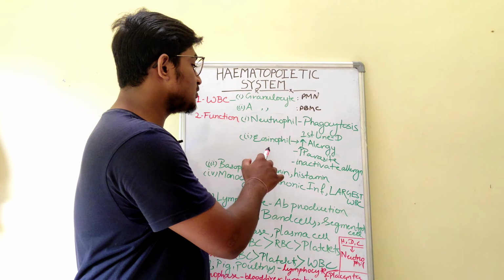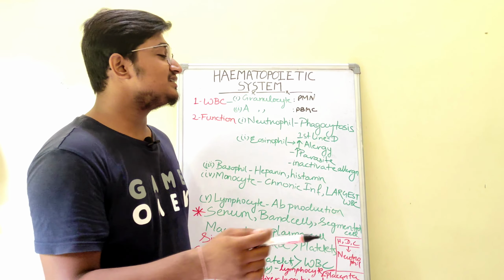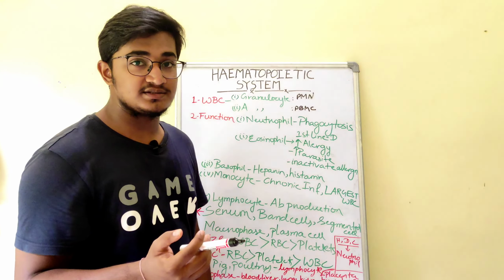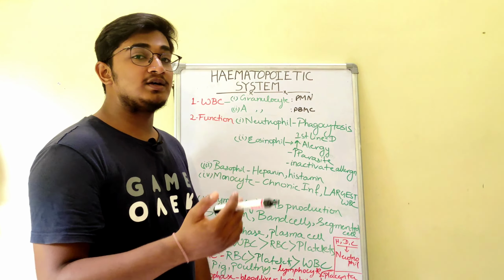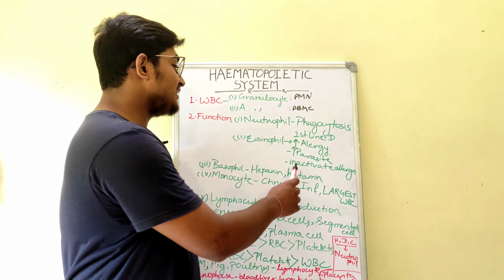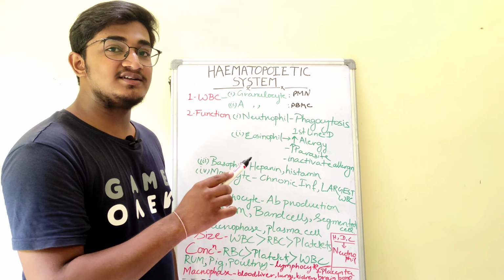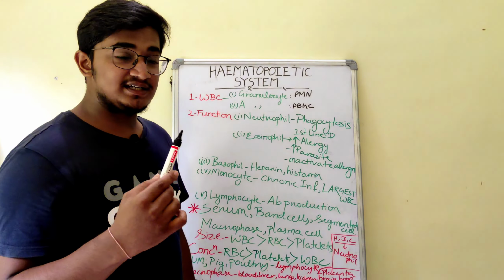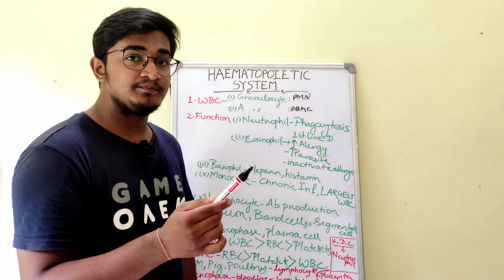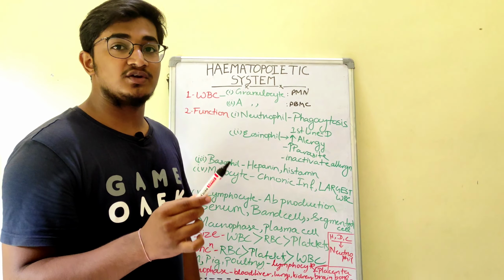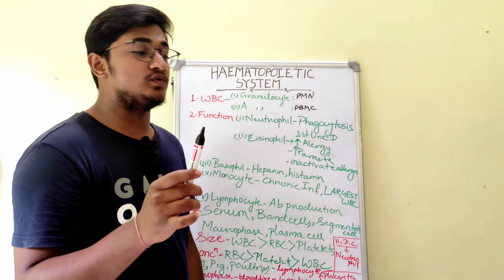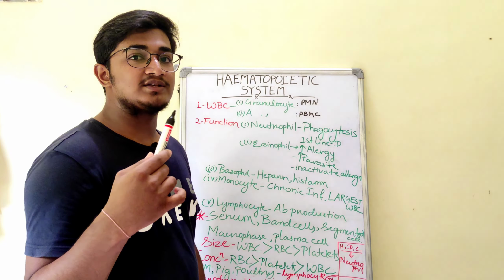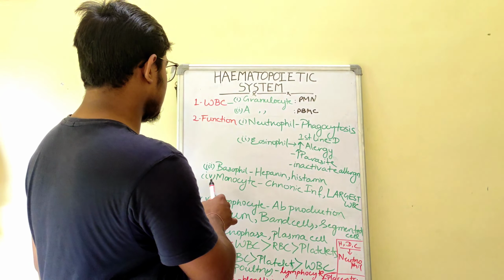Then the next one is the eosinophil. Eosinophil number increases in case of allergic reaction and in case of parasitic infection. The parasites include nematodes, flukes, and cestodes, and it inactivates the allergen. Here allergen indicates histamine. Okay, basophil: if basophil is activated, it secretes heparin. Heparin is an anticoagulant that maintains blood fluidity. And histamine is an allergen that causes vasodilation and many more inflammatory functions.